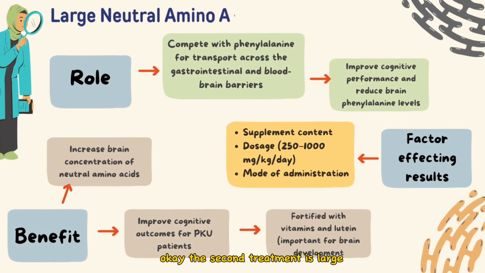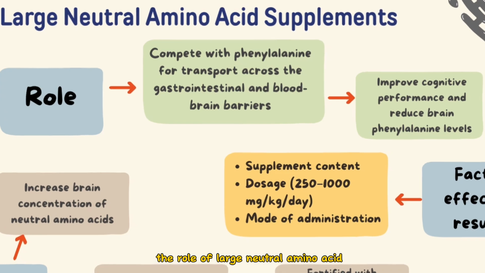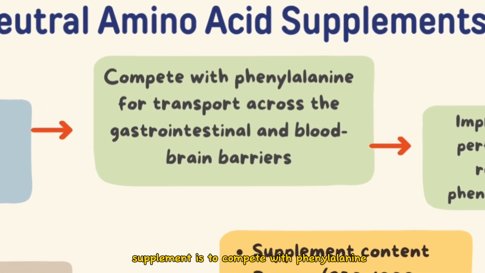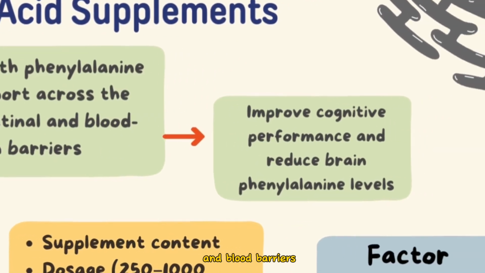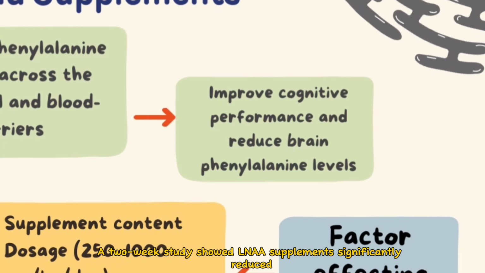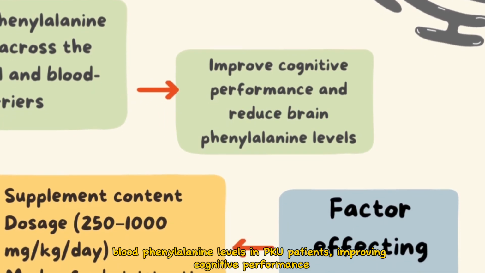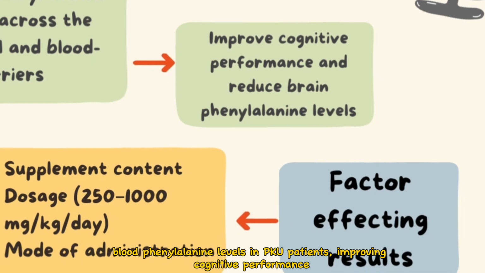Okay, the second treatment is large neutral amino acid supplementation. The role of the supplement is to compete with phenylalanine for transport across the gastrointestinal tract and blood-brain barrier. Two studies showed that LNAA supplements significantly reduced the blood phenylalanine level in PKU patients. It improved cognitive performance.